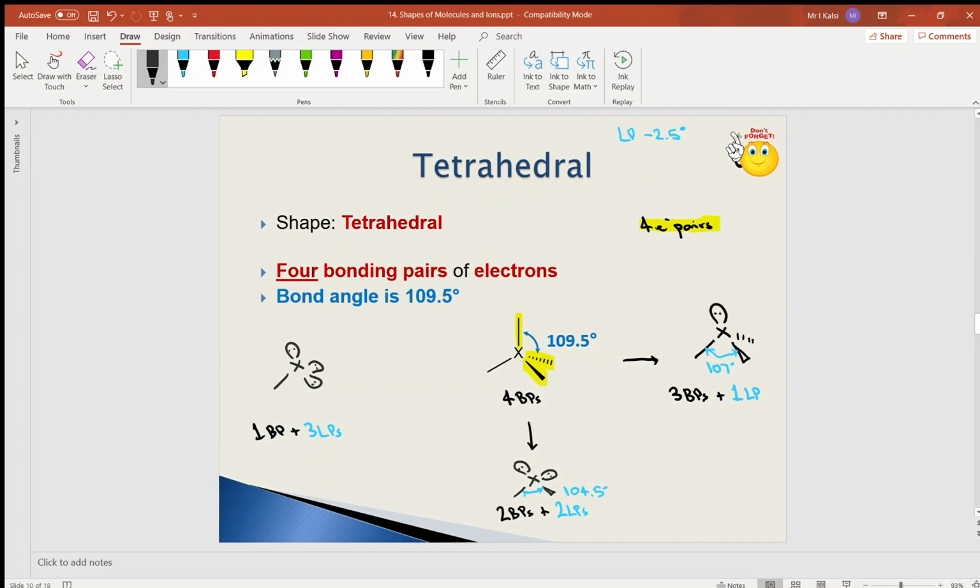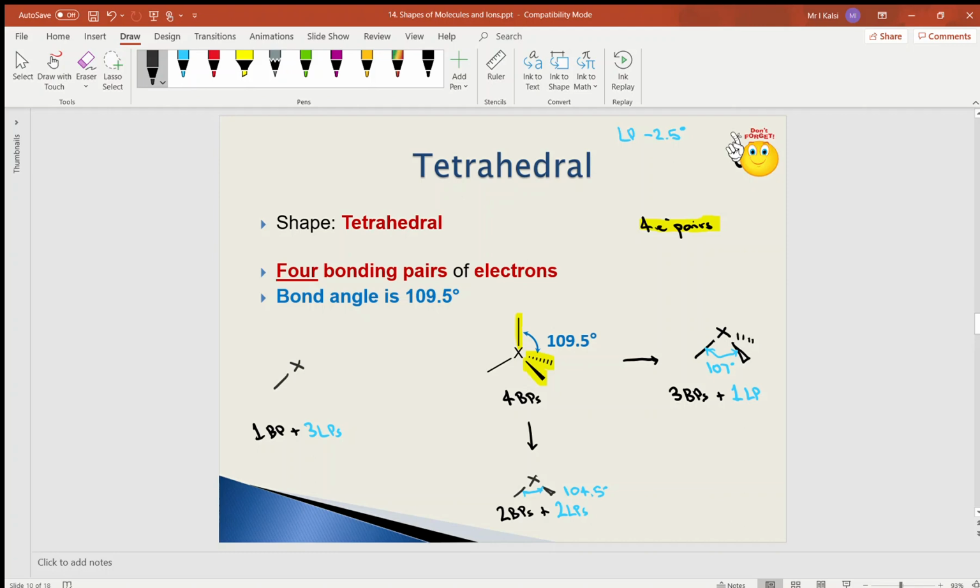And that leaves me with this strange looking shape that I've got here. Really, it's not a shape anymore because there's not a lot you can see. You can't see the lone pairs. That's the crucial thing to remember. If I rub out the lone pairs, that's the shape of that molecule you would see.